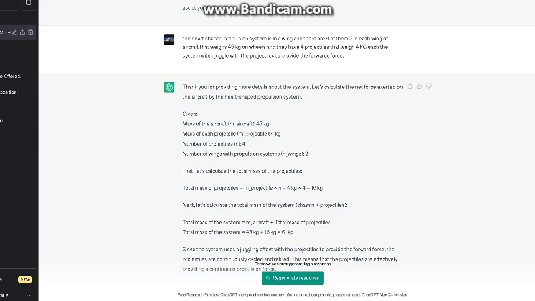The heart-shaped propulsion system is designed to fit in a wing of an aircraft, and there are 4 of them, 2 in each wing of the aircraft, that weighs 45 kilograms on wheels. They have 4 projectiles that weigh 4 kilograms each in the system, which juggle with the projectiles to provide the forwards force.